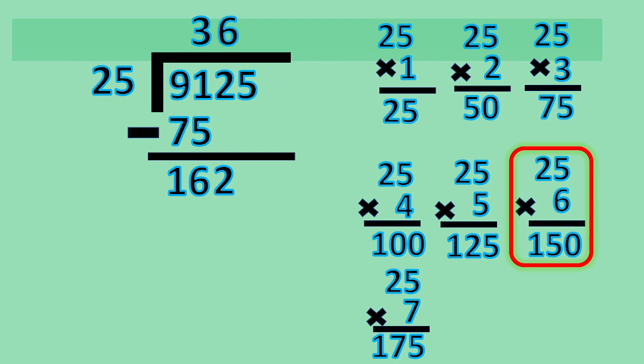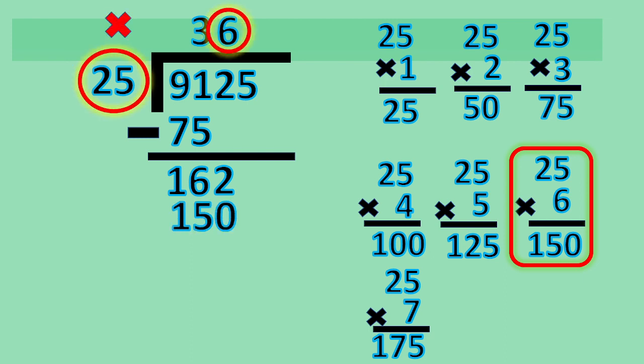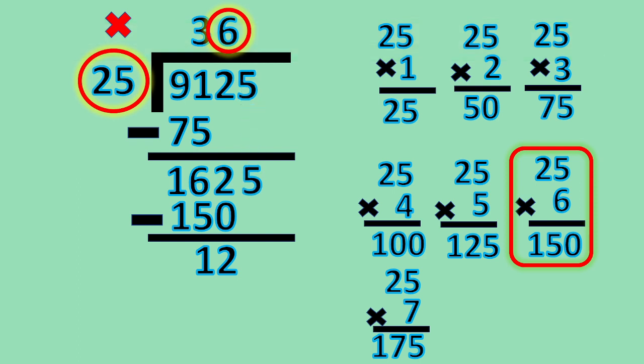We write the 6 above the 2. So 25 times 6 is equal to 150. We write 150 below the 162. Subtract 162 minus 150 is equal to 12. Next, bring down the digit 5 in the dividend.